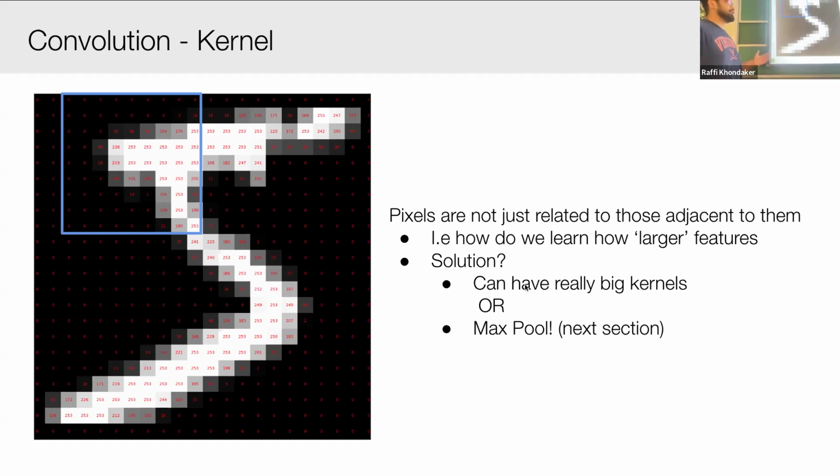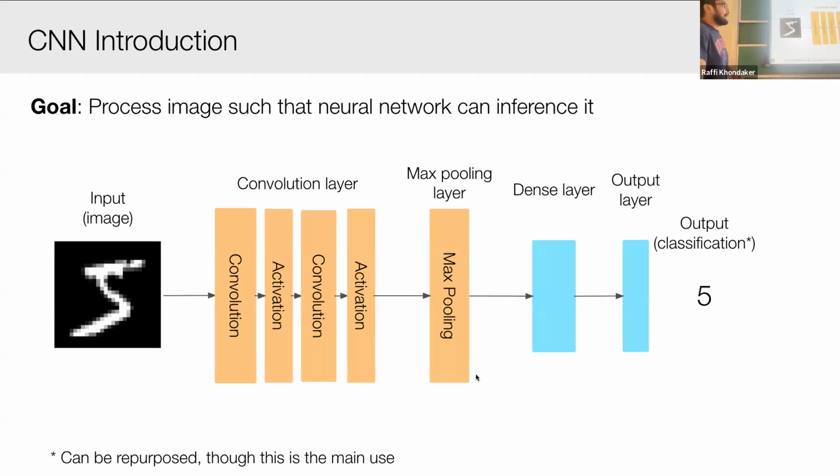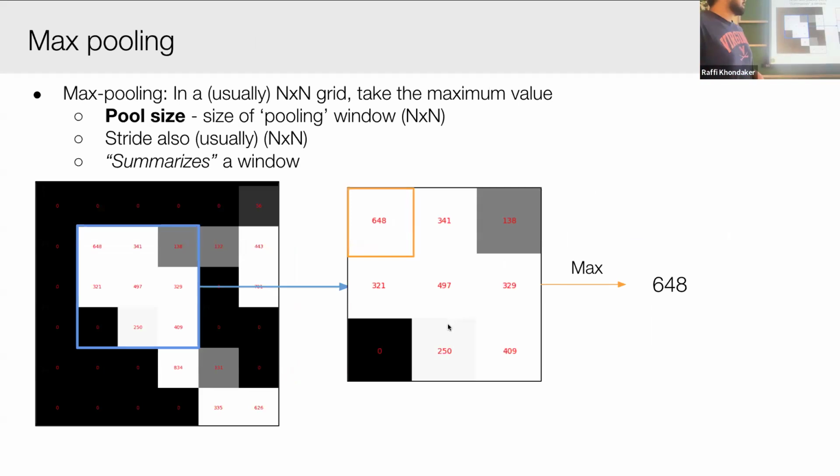Well, one, we could naively just have really big kernels, right? Or a smarter way of doing this is by doing something called max pooling, right? So again, after we do our set of convolutions, max pooling is the next step. What we do is we take our feature map, and we take a window, almost like you would in a convolution, but instead of doing some multiplication operation, you just take the biggest number in that window.